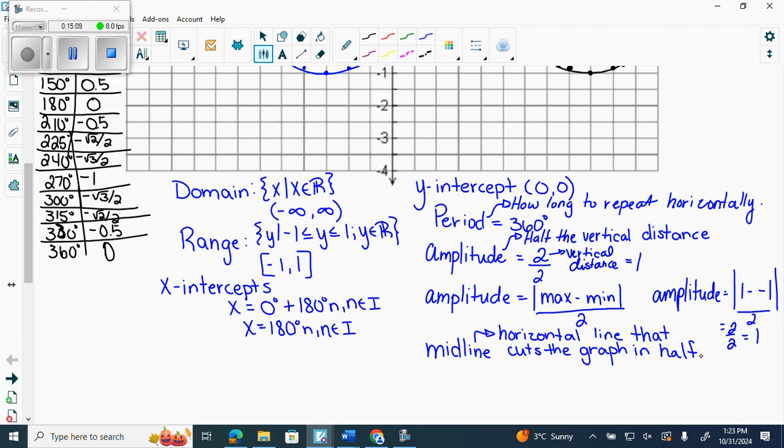So, the reflection in the x-axis is what line?